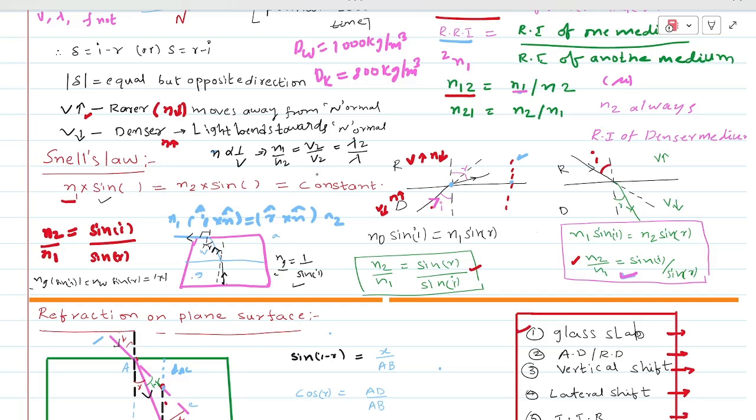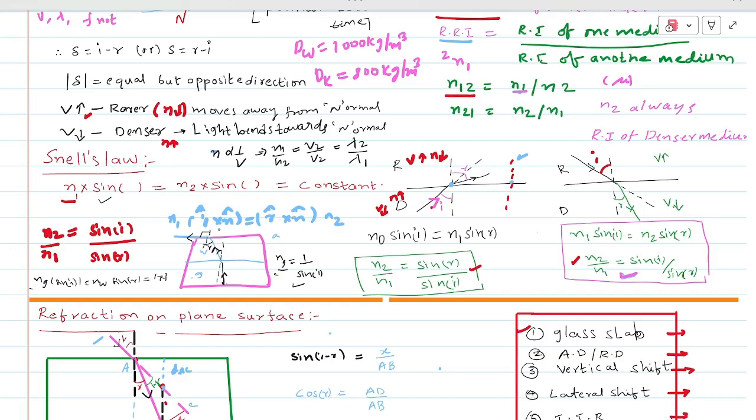The second law of refraction states that the incident ray, refracted ray, and the normal at the point of incidence drawn lie in the same plane. The vector form of Snell's law we can write like this: n1 times the unit vector of the incident ray cross the normal unit vector n cap, in the n1 medium, is equal to n2 times the unit vector along the refracted ray cross the normal.